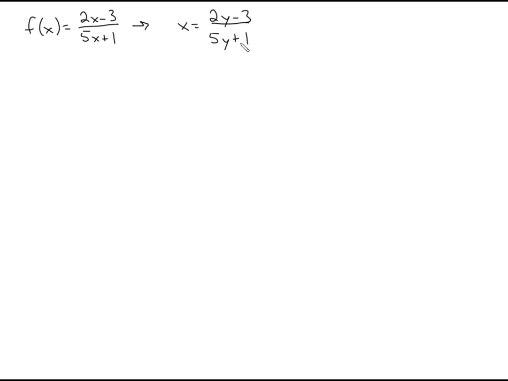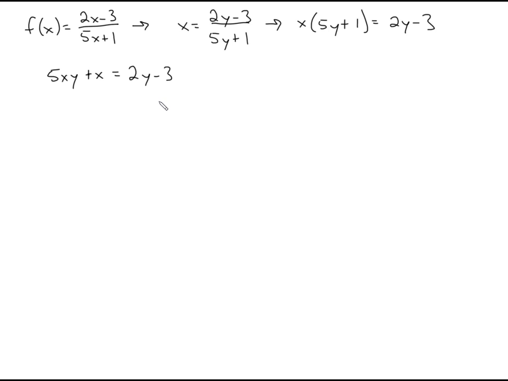So first step to do that, multiply both sides by 5y plus 1. So we get x times (5y plus 1). And then distribute that x. So you get 5xy plus x is equal to 2y minus 3.